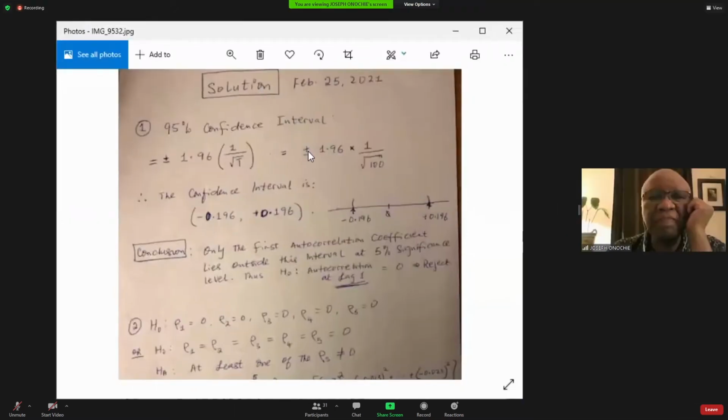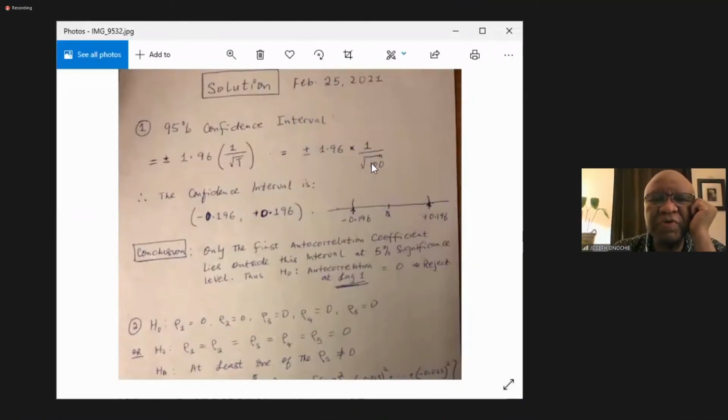Okay. So plus or minus 1.96 times 1 over the square root of 100. What is the square root of 100? That's 10, so 1 divided by 10. So the confidence interval is 1.96 divided by 10, which is 0.196, plus or minus. So the confidence interval is negative 0.196 to positive 0.196. So in other words, this is the interval.